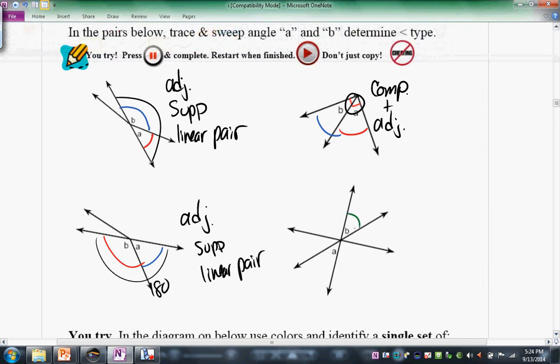Last one, A and B, made up of two straight lines. They're vertical angles. Looks like a bow tie.